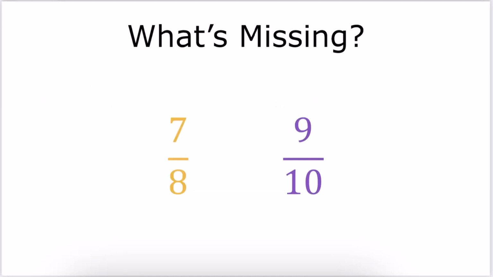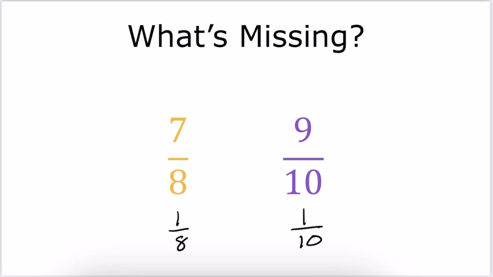And a related strategy is to look at what's missing. So in this case, we have 7/8 and 9/10, and none of these numerators or denominators match. But if you look at what's missing or what it would take to get to a whole, you can compare those. Because for 7/8, the thing that's missing is 1/8, and for 9/10, the thing that's missing is 1/10. Because if you were to add 1/10 to 9/10, that would make a whole.